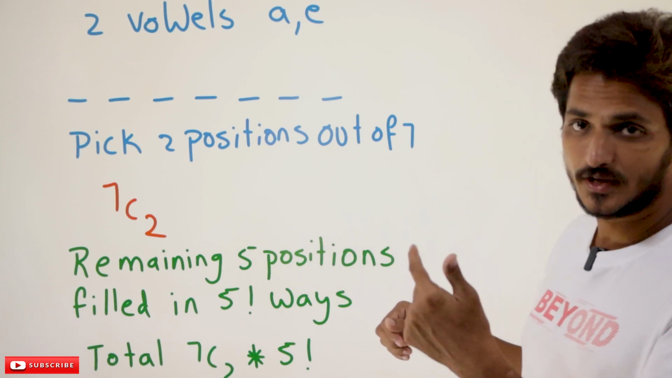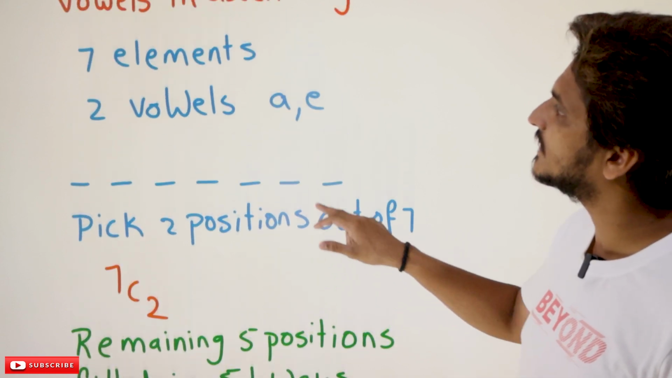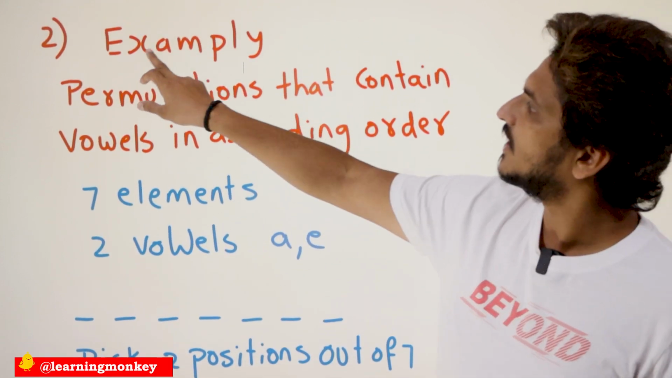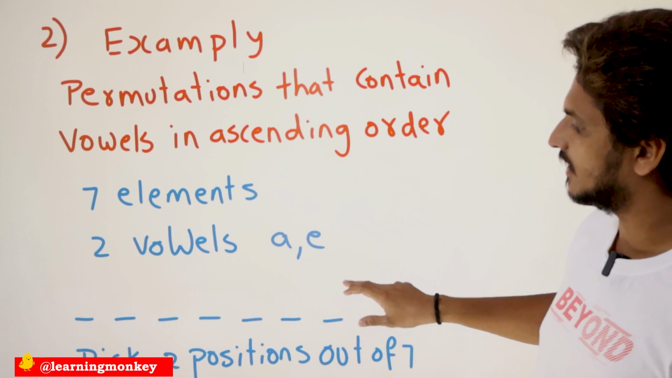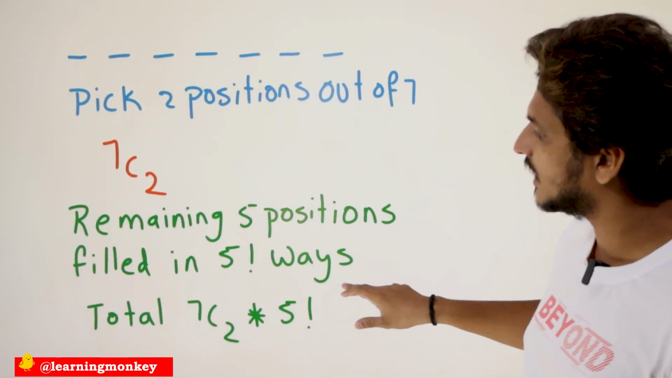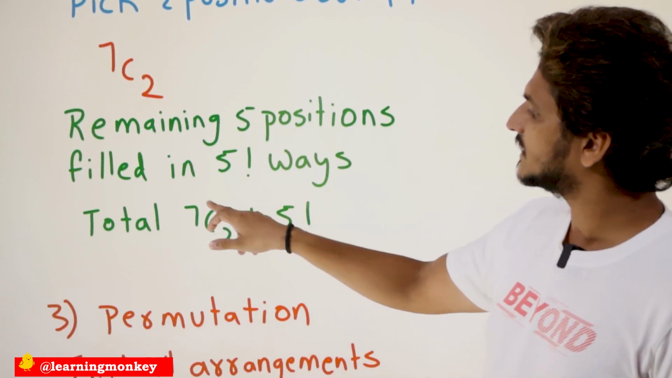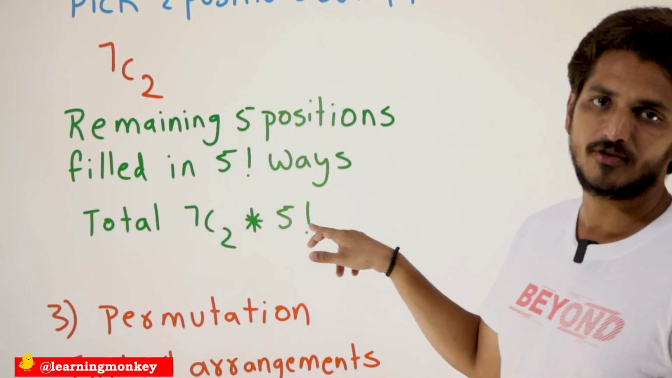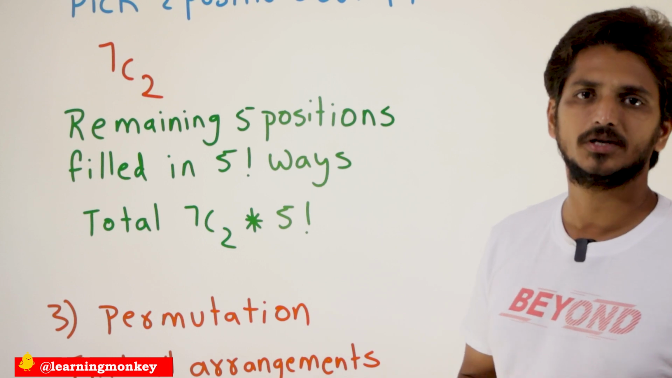Once you fix A and E, how many remaining elements are there? Remaining 5 elements are there. These 5 elements are placed in these 5 positions in 5 factorial ways. So total is 7C2 multiplied by 5 factorial. This is the output.